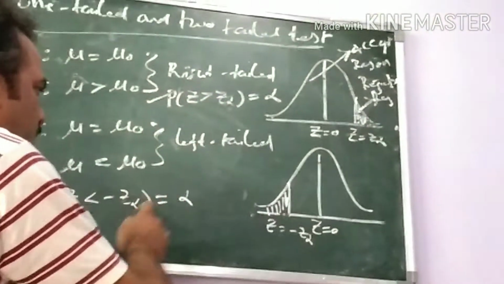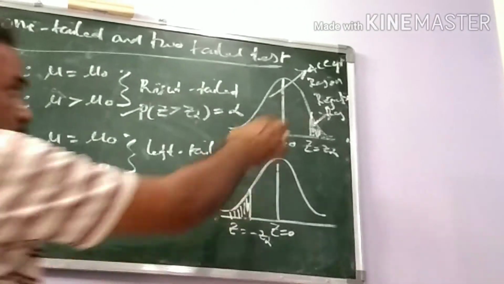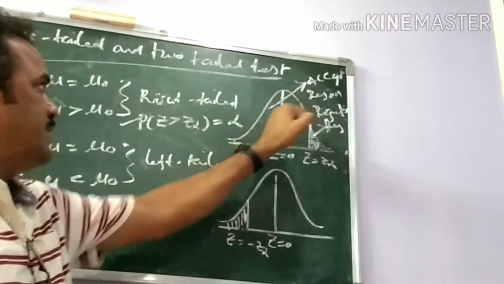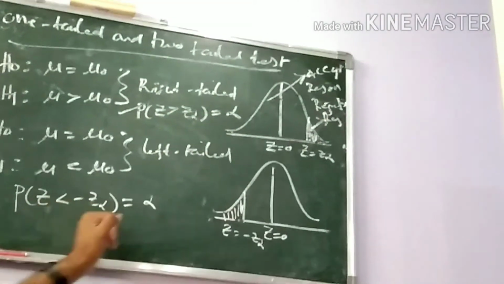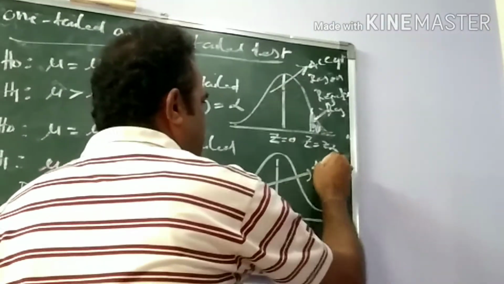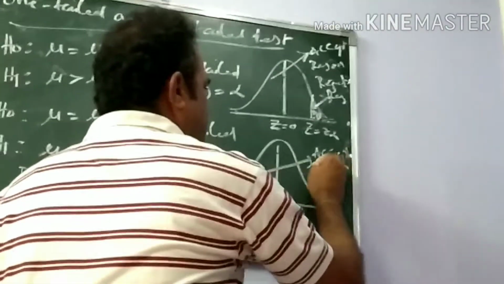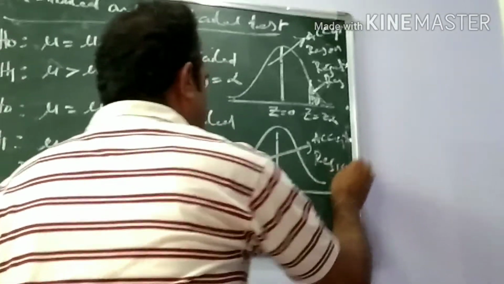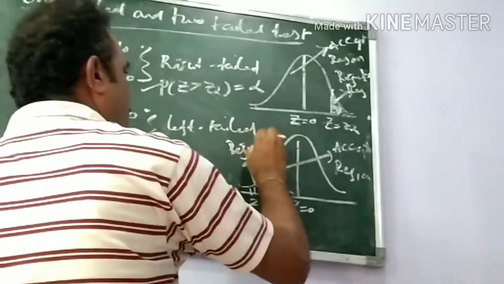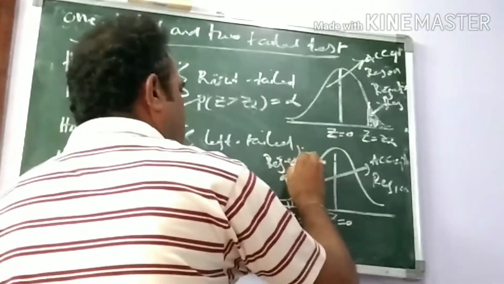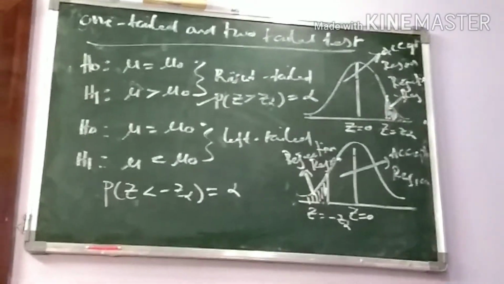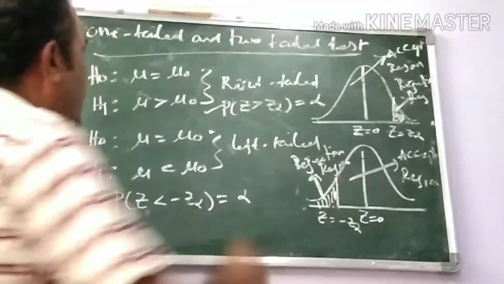From this equation, we identify the remaining acceptance region. This is the acceptance region, and this is the rejection region. This is nothing but the one-tailed test. Next we will discuss the two-tailed test.